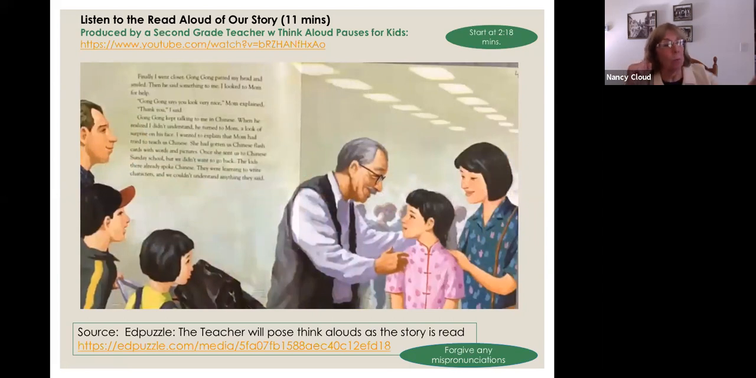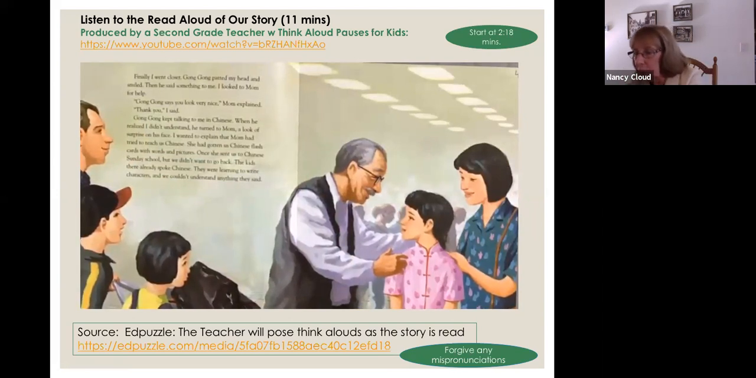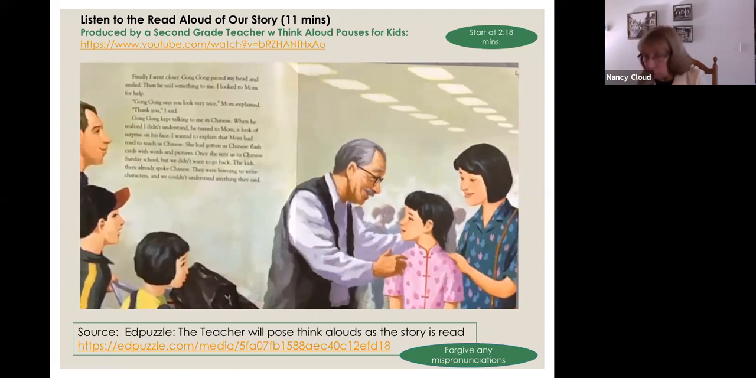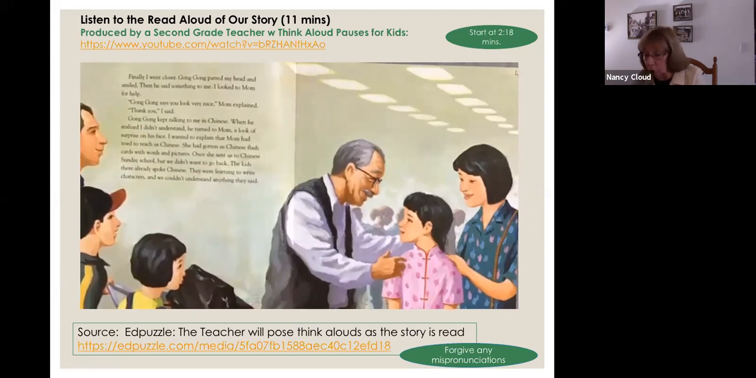Finally, I went closer. Gong Gong patted my head and smiled. Then he said something to me. I looked to Mom for help. Gong Gong says you look very nice, Mom explained. Thank you, I said. Gong Gong kept talking to me in Chinese. When he realized I didn't understand, he turned to Mom, a look of surprise on his face.